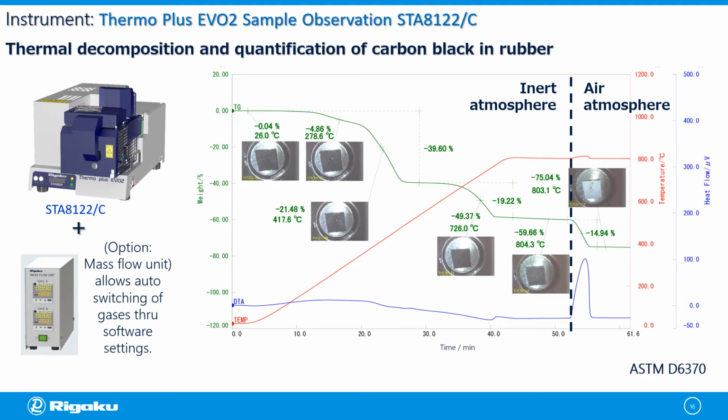Under inert atmosphere, we can see three stages of mass loss at 280 degrees centigrade, 420 degrees centigrade, and near 730 degrees centigrade due to thermal decomposition of resins and fillers. At the end of these reactions, only carbon black remains in the rubber material. However, carbon black won't burn without oxygen present in the atmosphere. By switching gases to air atmosphere, we can observe an exothermic reaction accompanied with mass loss due to combustion of carbon black. Through this procedure, we are able to quantify the amount of carbon black, which is 14.9%.